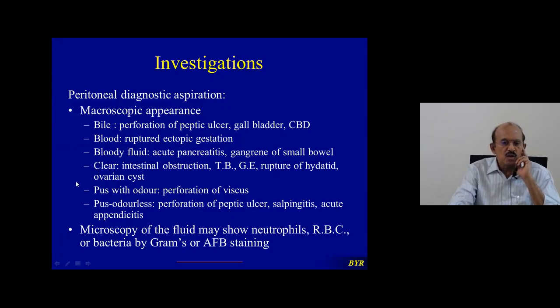So these are the macroscopic features. That means by looking at the macroscopic appearance, you can come to a conclusion. The microscopic examination of the fluid will show neutrophils, RBCs, or organisms. By gram staining, you can make out whether aerobic or anaerobic bacteria are involved.